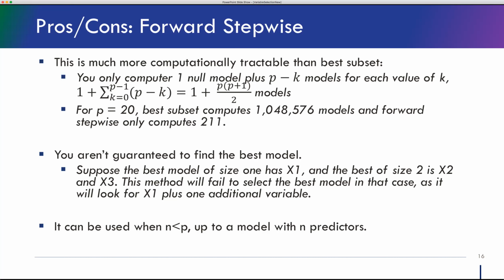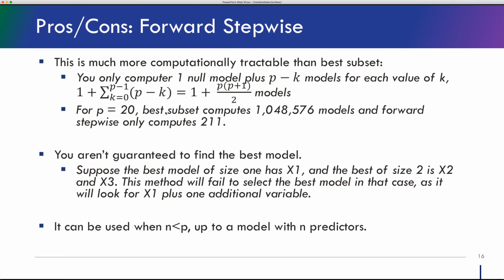I'll talk a little bit about the pros and cons of forward stepwise. Apparently it's more computationally tractable than best subset. You only compute one null model plus p minus k models for each value of k. That gives you 1 plus p times p plus 1 divided by 2 models, far less than 2 to the power of p, right?